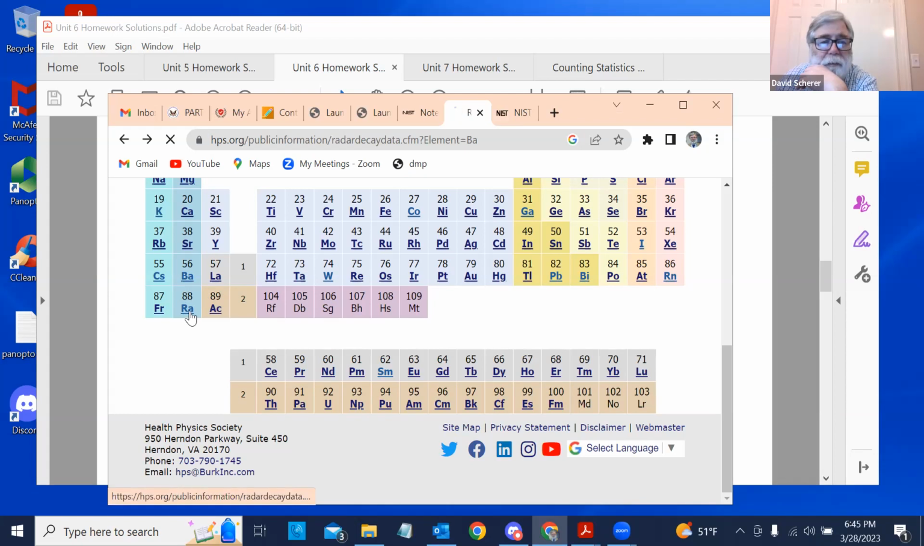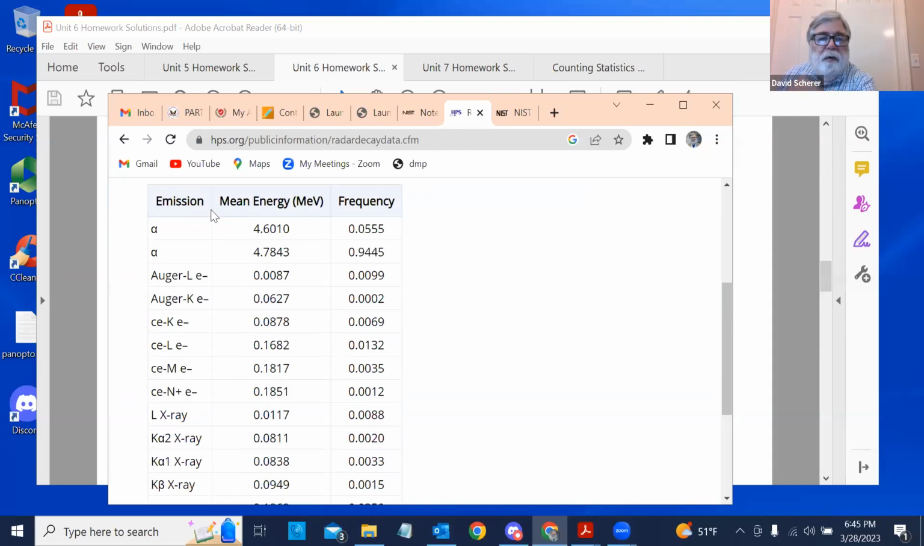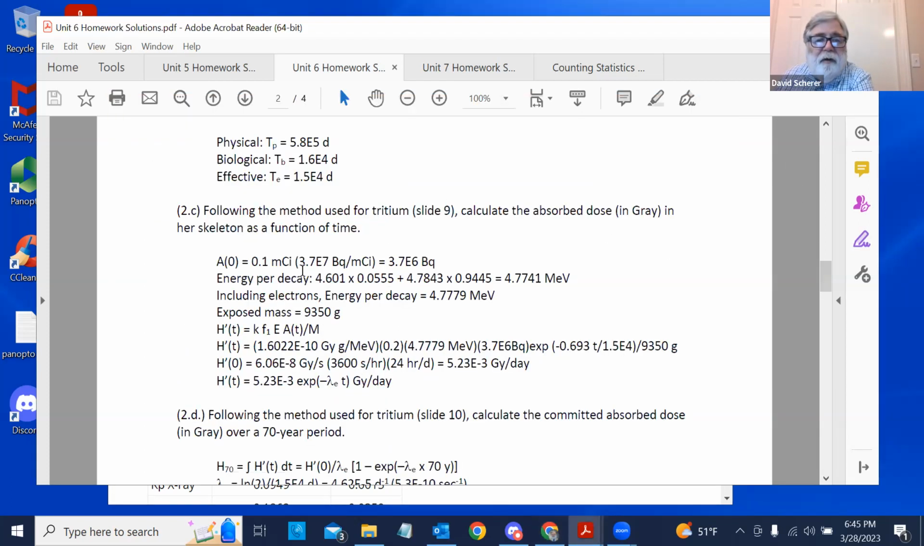Radium, there we are. 226. There are a couple of alpha particles. Those are almost all of the energy. One of them occurs 95% of the time. One of them occurs 5% of the time. 94 and 6, whatever. So that's what these are.